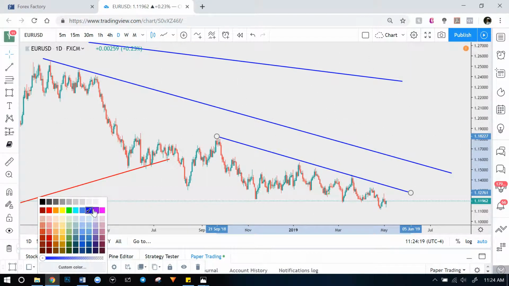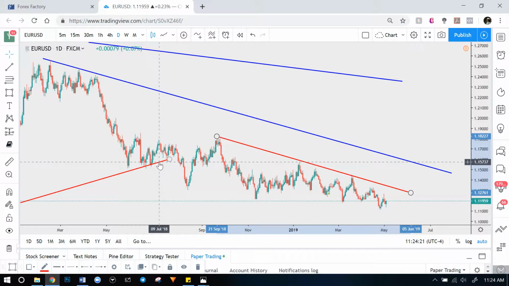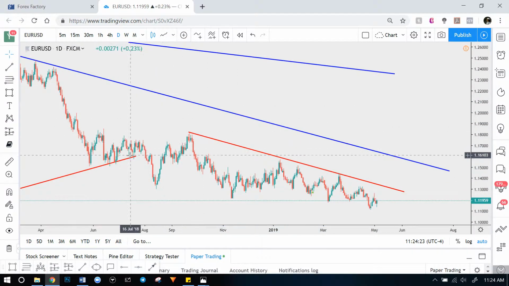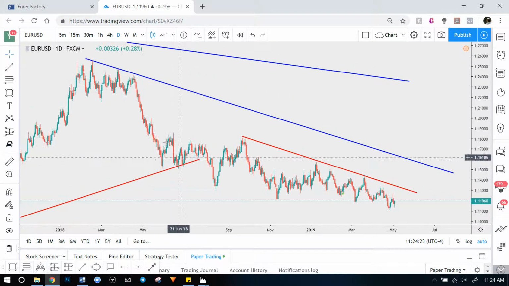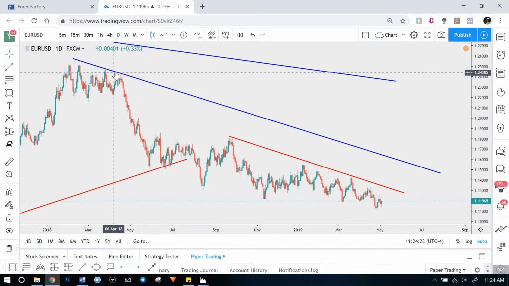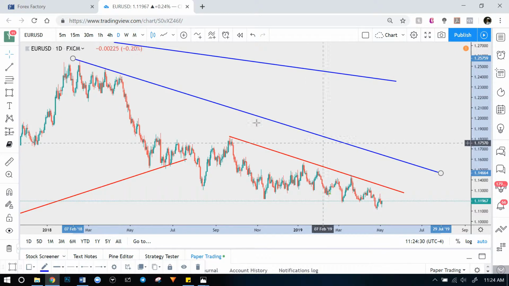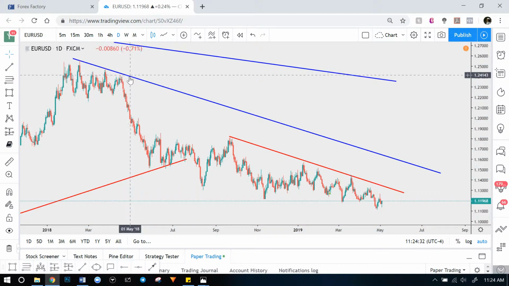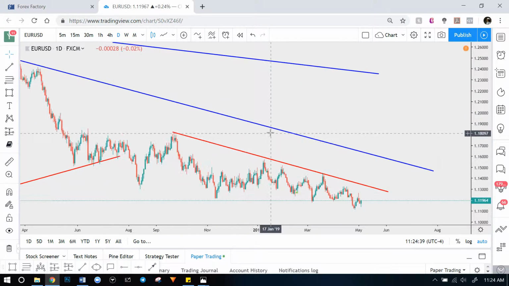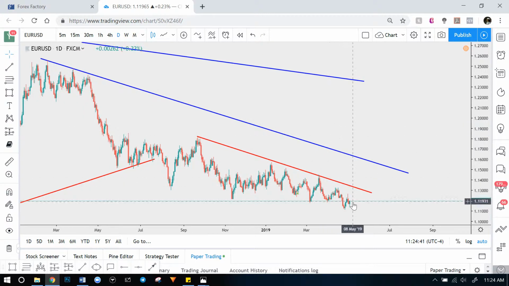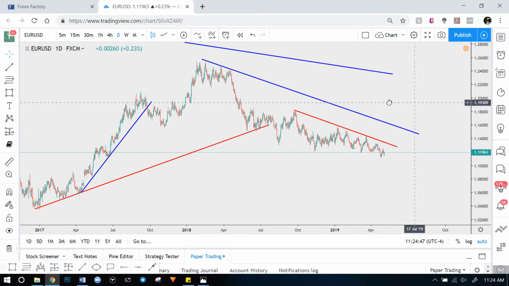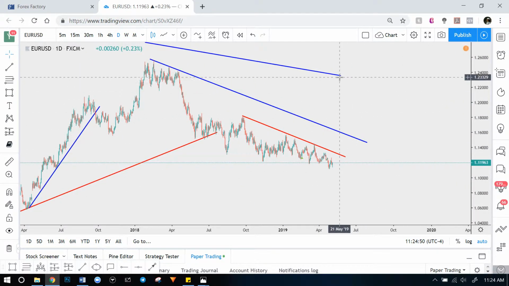So let's make it red. I won't delete the ascending trend line, so just keep it there. So this is your overall structure, the overall trend, and this is the same slope. It's pretty much parallel to each other, but the break of this trend line doesn't necessarily mean the trend has shifted. It has to start breaking multiple trend lines.